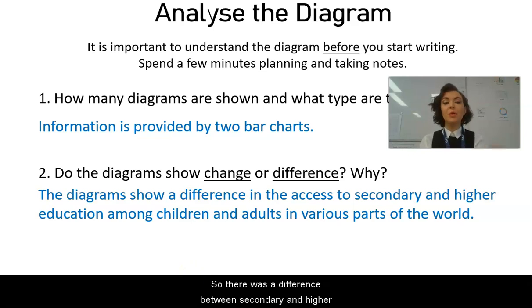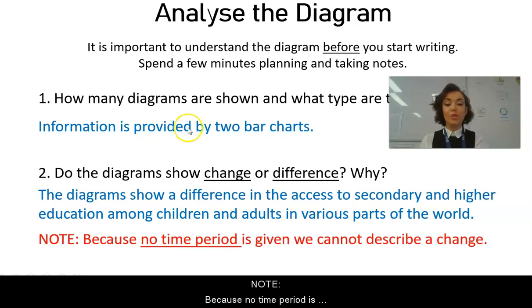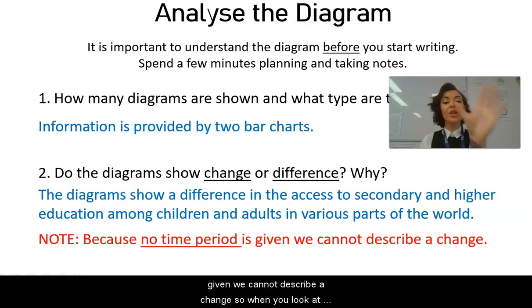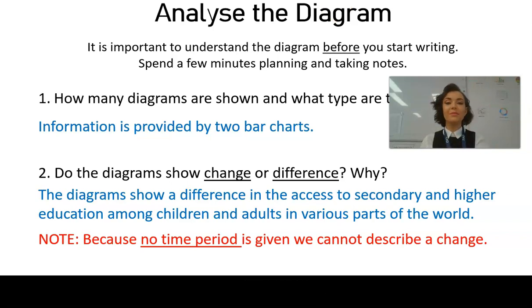So there was a difference between secondary and higher, and a difference between children and adults, and a difference between men and women as well, which we'll talk about later. Note, because no time period is given, we cannot describe a change. So when you look at the diagram, always check to see if there is a year provided. If it's only 1 year, it would be difference. But if there's many years, then we would be describing a change.